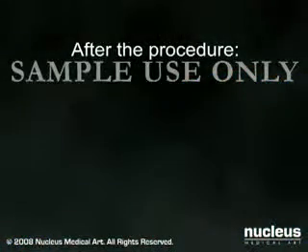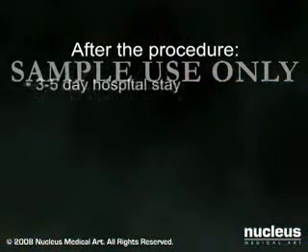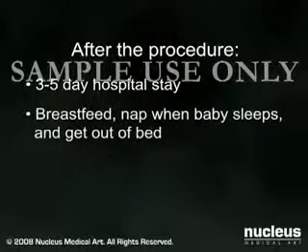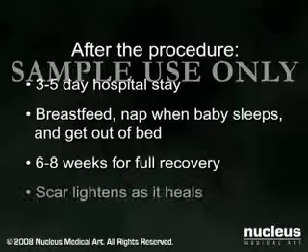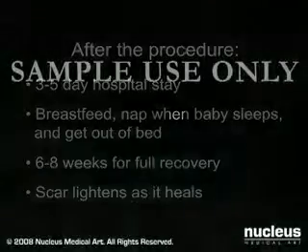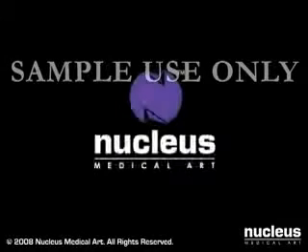The hospital stay after a Caesarean section is usually 3 to 5 days. During this time, you will be encouraged to breastfeed, nap when the baby sleeps, and get out of bed often. While most patients are able to take care of their new baby soon after the procedure, full recovery may take 6 to 8 weeks. Your scar will lighten as it heals.